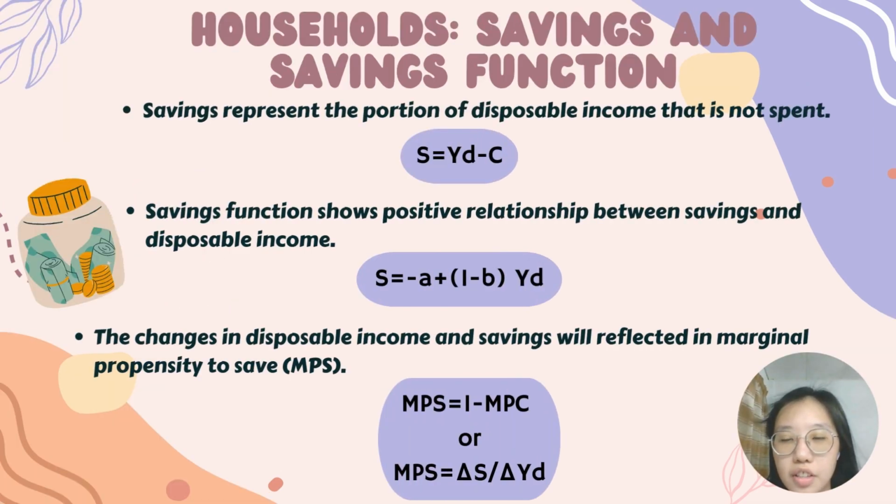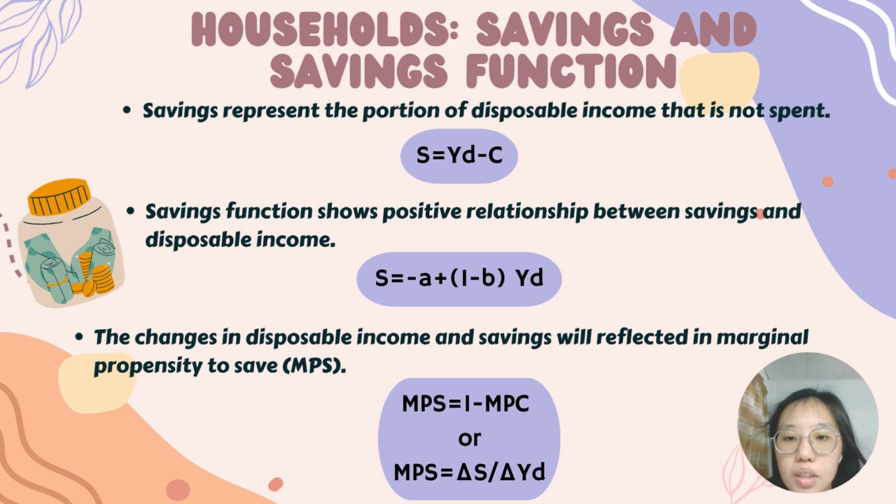Household saving and saving function. Saving represents the portion of disposable income that is not spent. Essentially, it is the income that is left after all consumption expenditure has been deducted. Saving is Yd, which is disposable income, minus C, which is consumption. The saving function shows a positive relationship between saving and disposable income. The saving function has a negative intercept because when income is zero, the household will dissave. The saving function has a positive slope because the marginal propensity to save is positive.